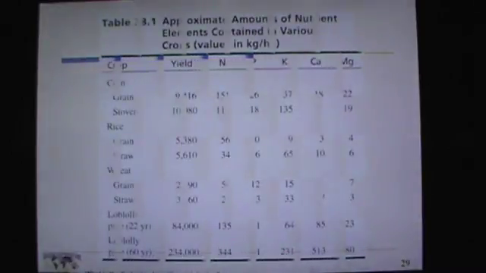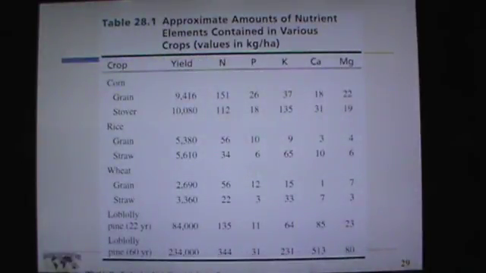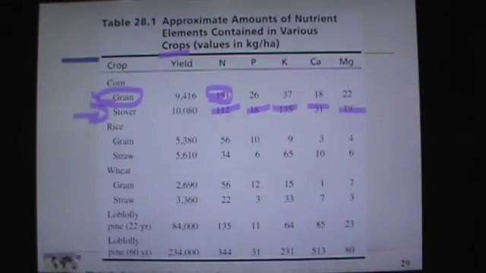So, these are approximate amounts of nutrients in various parts of a crop. Let's just look at corn, for example. The grain part of the corn, as far as nitrogen is concerned, 151 kilograms per hectare. But if you add in the stover, the stalks and all that stuff that you also harvest if you do traditional harvesting, you're taking away nutrients. You're taking away phosphorus. You're taking away potassium. You're taking away calcium, magnesium, that normally, if you left that stuff there, would be much healthier for the soil and for the plant to grow in the future.